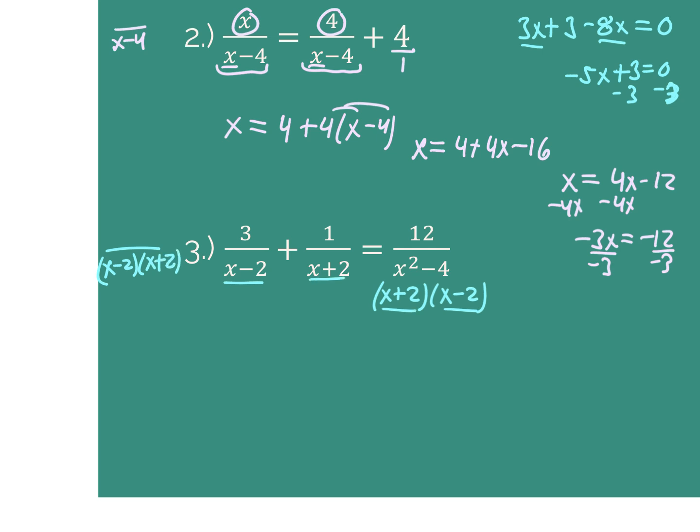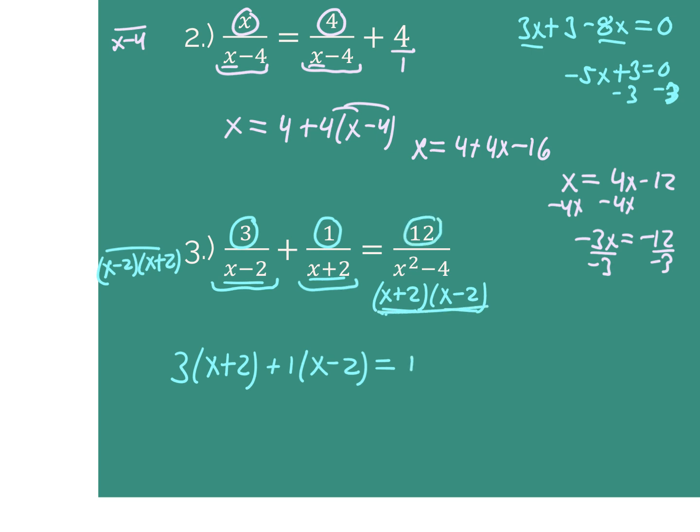I don't see anything else, so this is my least common denominator, so I'm going to go one by one. 3 over x minus 2 is missing x plus 2, so I'm going to carry down that 3 and then multiply it with x plus 2. I can do the exact same thing over here, and I can multiply 1 by x minus 2 since it's missing the x minus 2, but it has the x plus 2. So plus 1 times x minus 2 equals, and then 12 over x squared minus 4 has both of them. So all I need to do is bring down that 12.